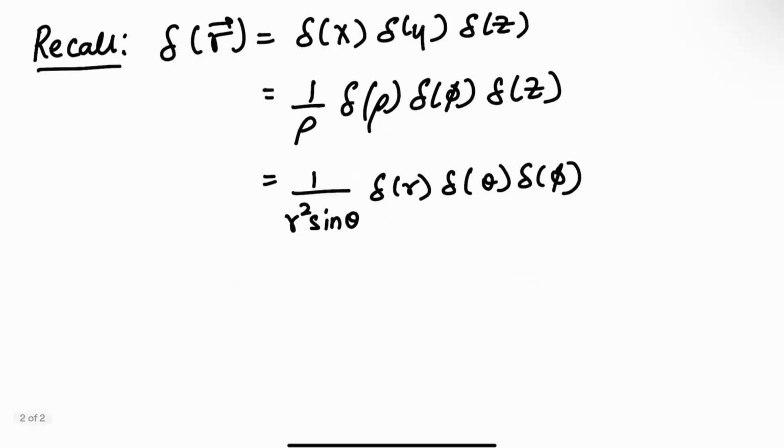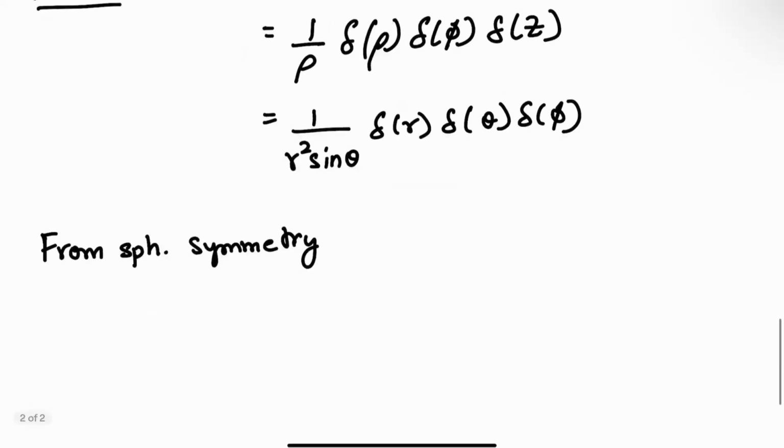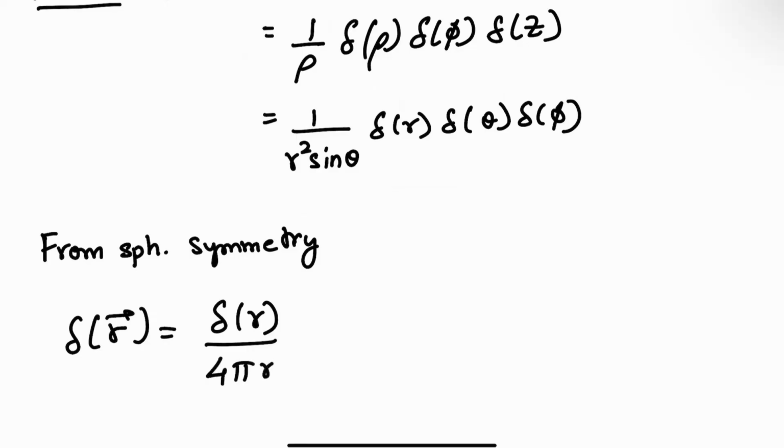Okay. So since we have spherical symmetry, from spherical symmetry we can easily show that delta cannot be a function of theta and phi. So it's only a function of r. Right? And it's equal to delta of r divided by 4 pi r squared.